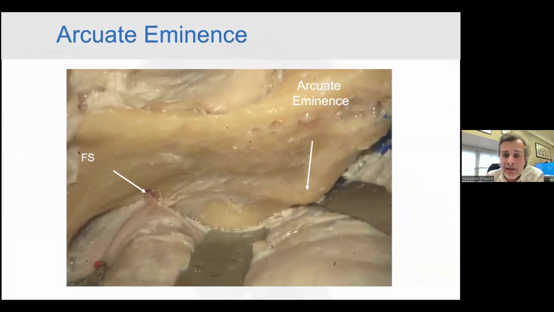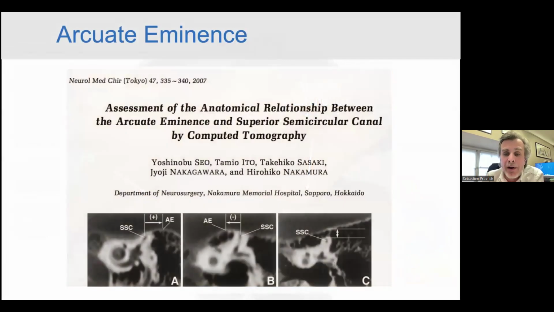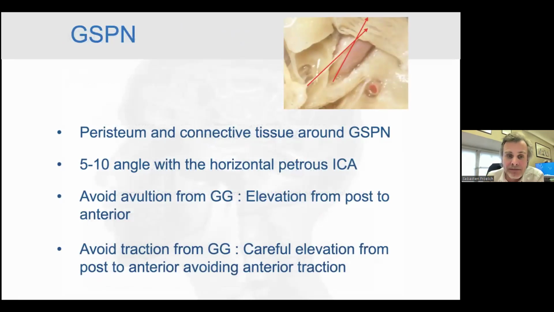Arcuate eminence, this is the bulging on the back of the temporal fossa floor. Be aware that there is not always a correspondence between the arcuate eminence and the superior semicircular canal. Sometimes the superior semicircular canal is behind the arcuate eminence, and sometimes it's in front.